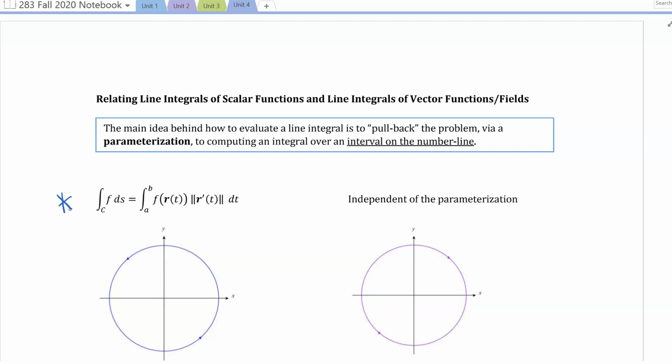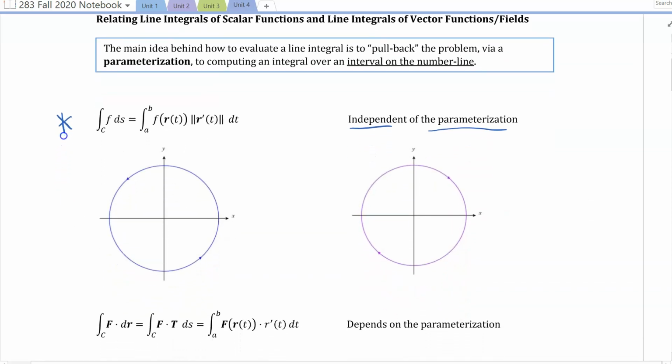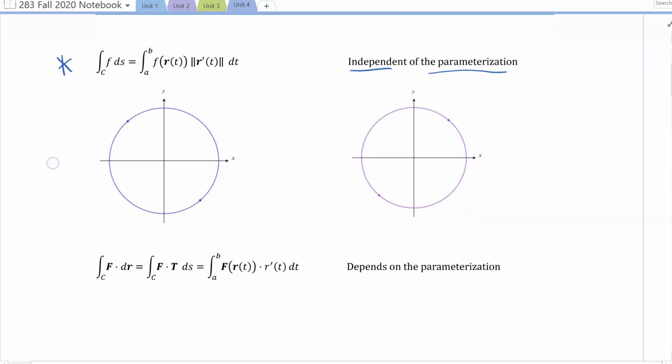One thing to note, as we've seen, is that the line integral is independent of the parameterization, meaning it doesn't matter how you parameterize your curve C. For instance, if we have a circle, it doesn't matter if the curve is parameterized counterclockwise versus clockwise for the general line integral of a scalar function. However, we have seen that it does matter for line integrals of vector functions, and part of this is understanding this notation here, F dot T ds.